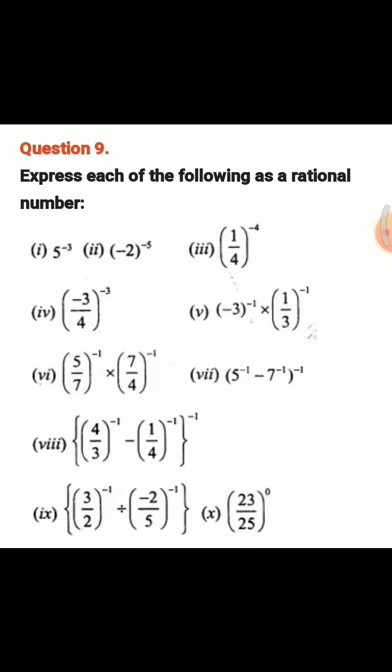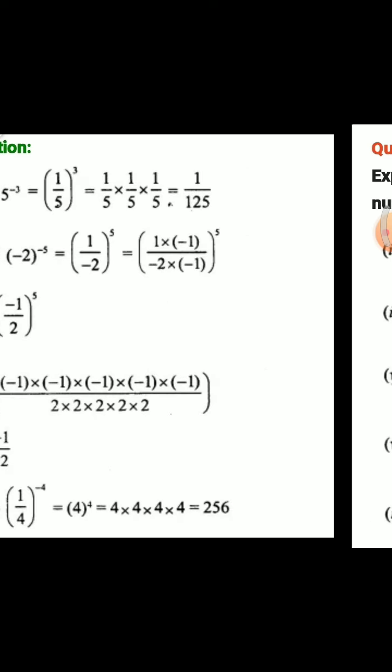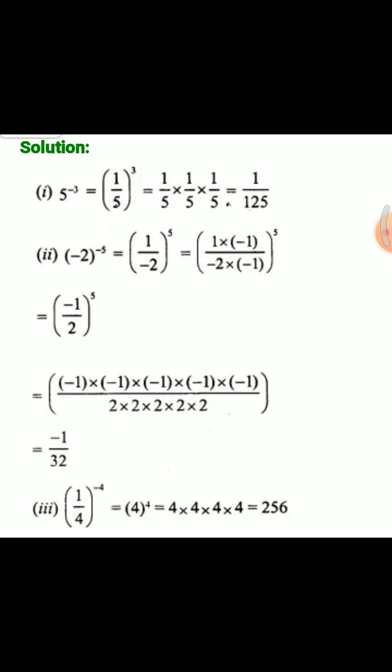Now question number 9. Express each of the following as a rational number. 5 power minus 3. In the next slide I will show you the answer. 5 power minus 3 equals 1 by 5 power 3. After that you write 1 three times and 5 three times. Your answer will be 1 by 125. Okay. Next is minus 2 power minus 5. Your answer will be minus 1 by 2 power 5. After that you multiply it, so minus 1 by 32. Okay student.